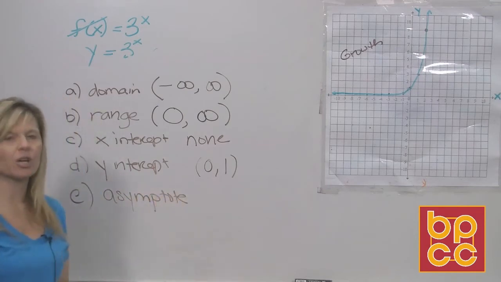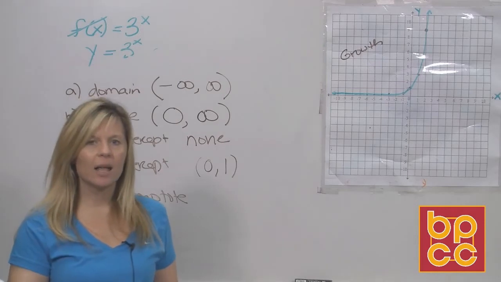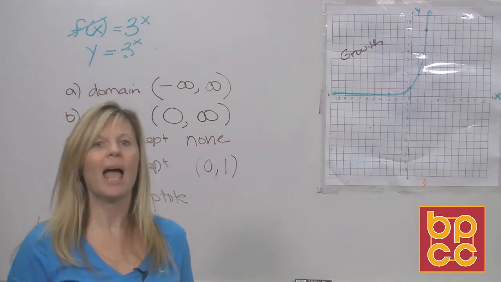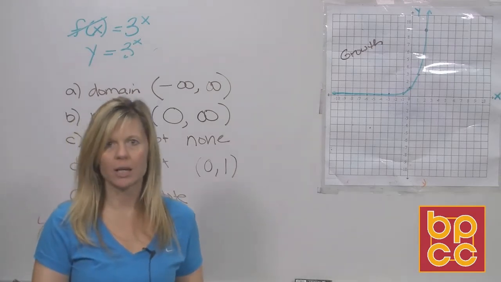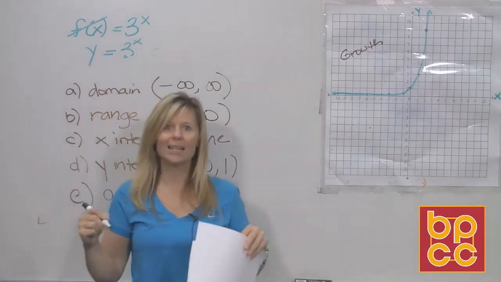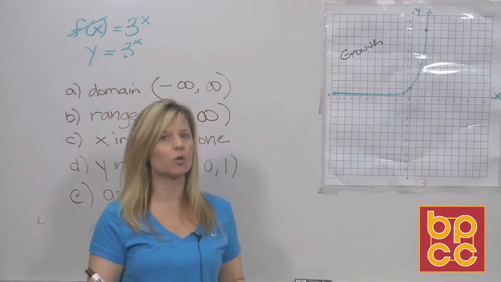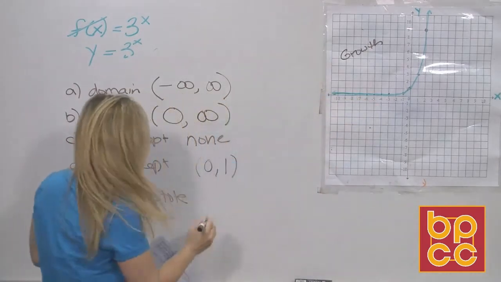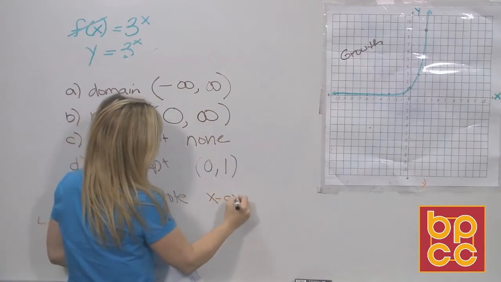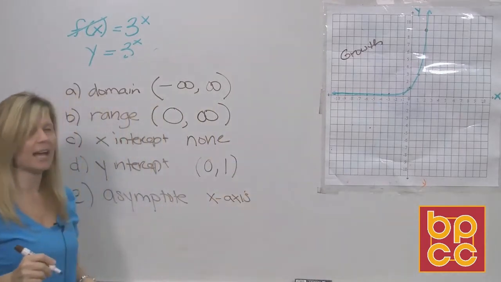An asymptote is a line that the curve gets close to and never touches. Everybody look closely at your picture. What line is our curve getting close to but never going to touch? Very good. It's the x-axis. Your exponential curve should not touch the x-axis.